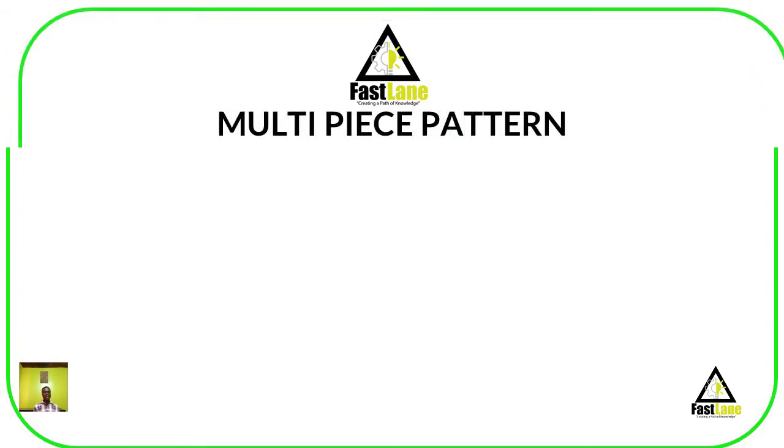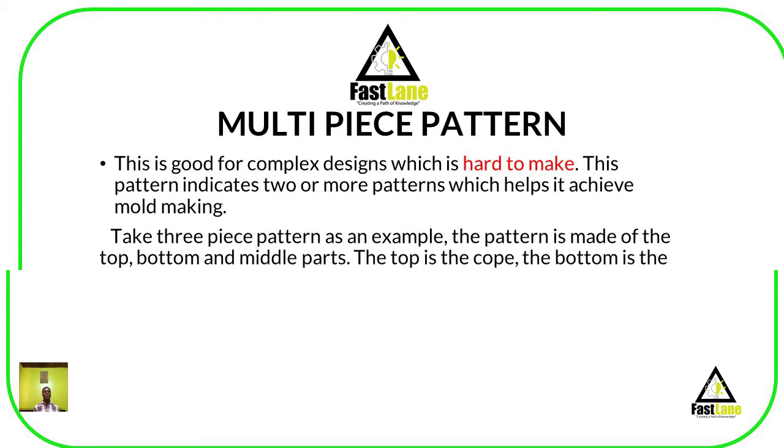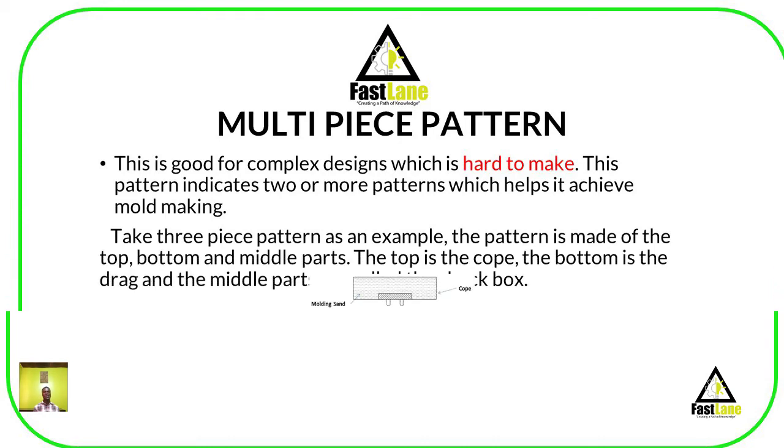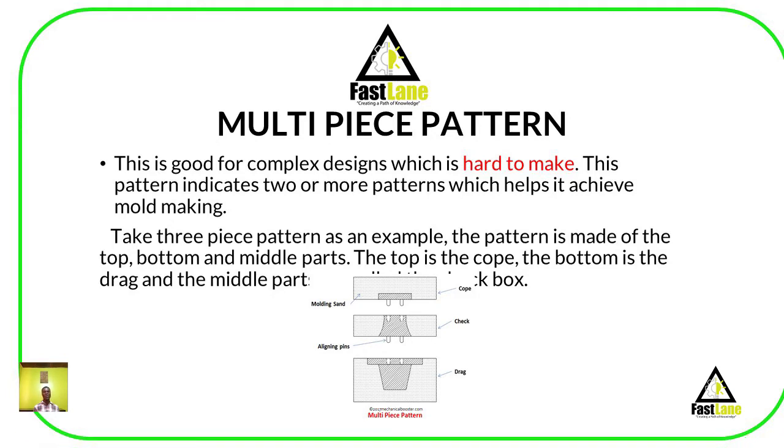Then we have what we call a multi-piece pattern. The multi-piece pattern makes use of what we call the drag, the check box and the cope on top. You find that just like the two-piece pattern, but this time around, there is a middle part embedded which is known as the check box. So this type of pattern is good for complex designs which are hard to make. It also has alignment pins in order to align the shape and prevent defects.